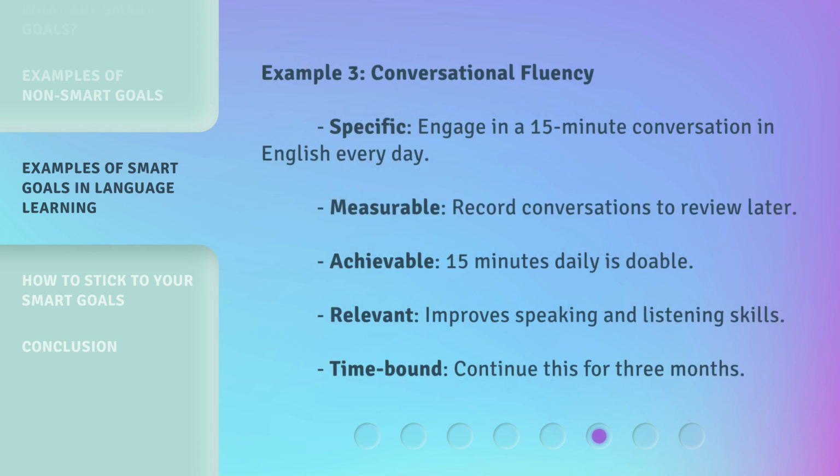Example 3. Conversational fluency. Specific. Engage in a 15-minute conversation in English every day. Measurable. Record conversations to review later. Achievable. 15 minutes daily is doable. Relevant. Improves speaking and listening skills. Time-bound. Continue this for 3 months.